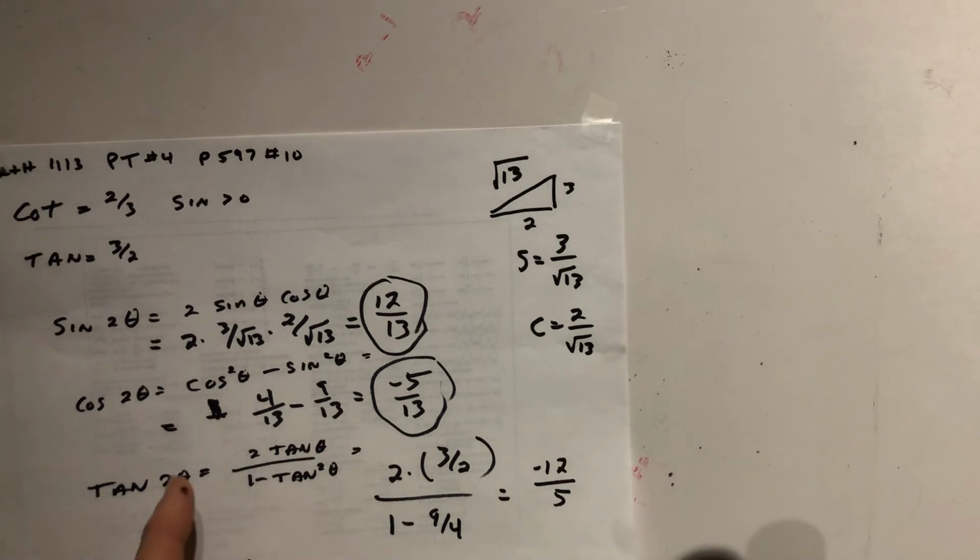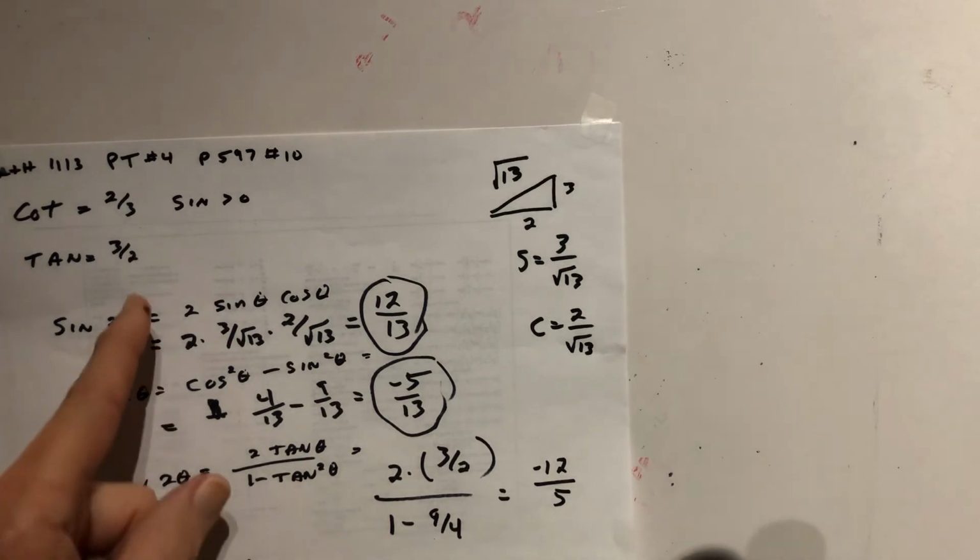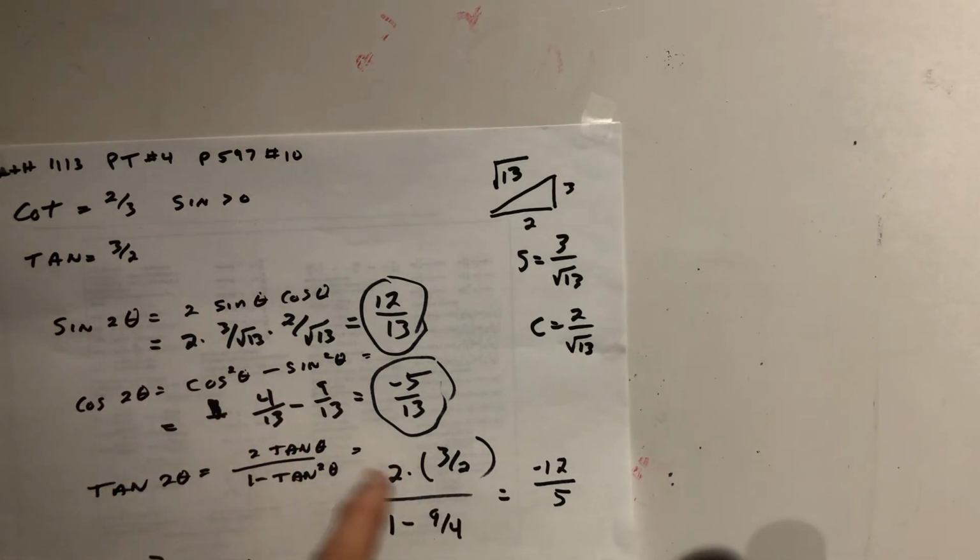And tangent is a little bit more confusing. We're doing the double angles, so it's 2 tan theta over 1 minus tan squared theta. So the tangent's 3/2, and you double it, 2 tangent, and then 1 minus tangent squared. When you square 3/2, you get 9/4. And this whole thing reduces to -12/5. So that's your third answer.